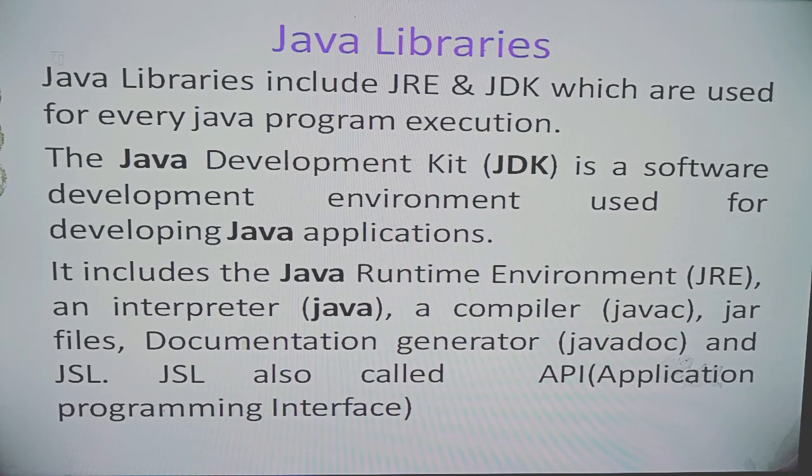A Java Development Kit is a software development environment used for developing Java applications. It includes the Java Runtime Environment, Java Interpreter, Java Compiler, jar files (jar represents Java archives), documentation generators, and the API, application programming interface. Mainly you should focus on JDK and JRE. From this definition you can understand that JRE is a part of JDK.